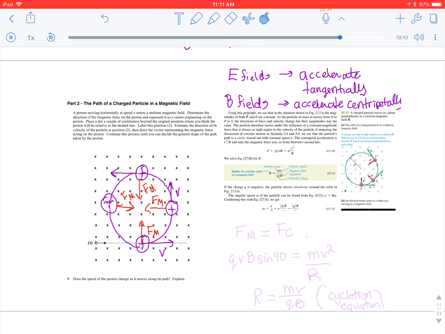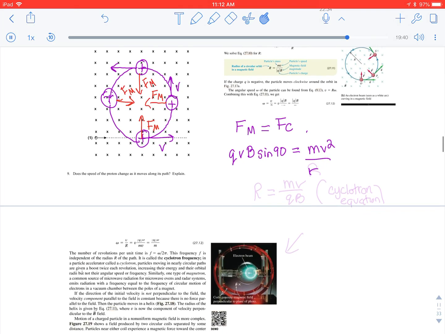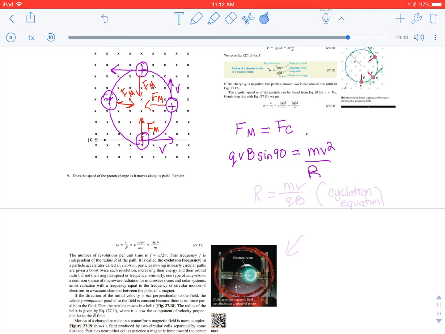So let's put this all together, and we're going to set our magnetic force equal to our centripetal force. So I'm going to write out the equation for this. It's going to be qvB, and we're going to assume sine 90, is equal to mv squared over r. And you are responsible for being able to derive this. The v's are going to cancel. The sine 90 is just 1. And when you rearrange, let's make our r actually a capital R, you're going to get that R is mv over qB, which is known as the cyclotron equation.